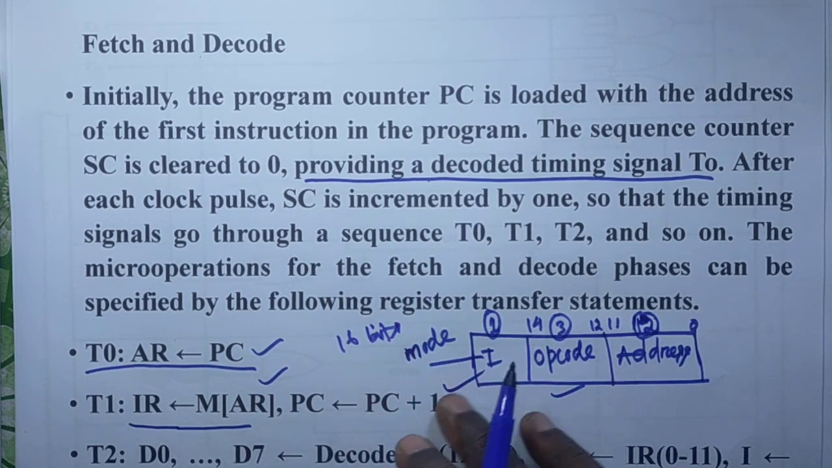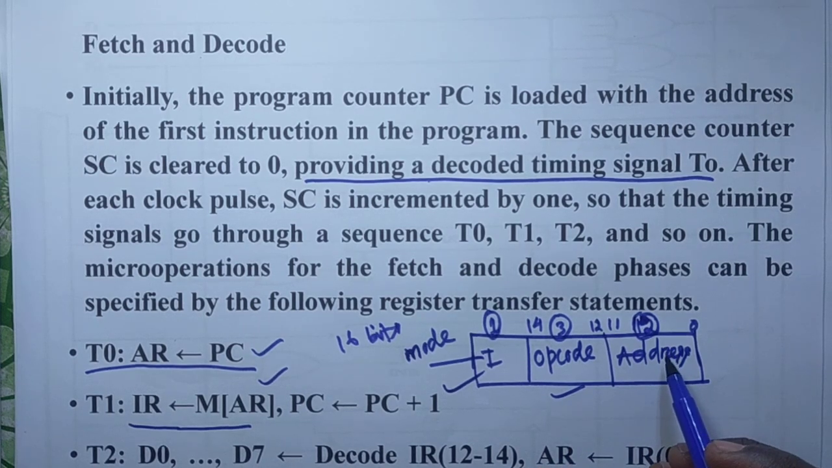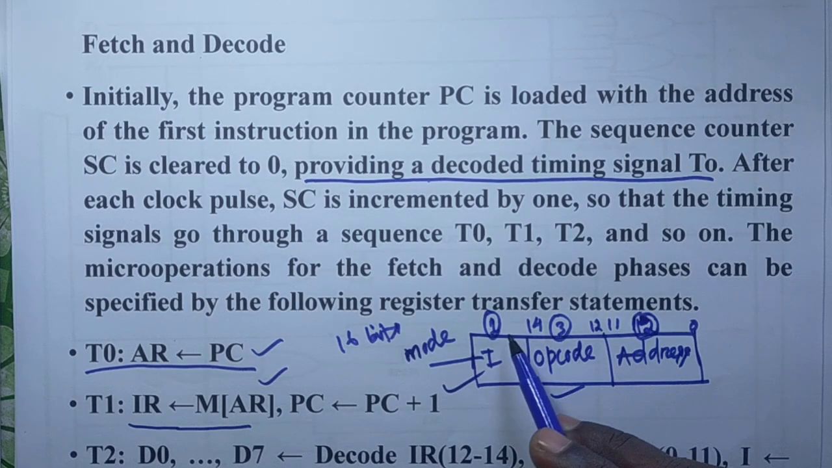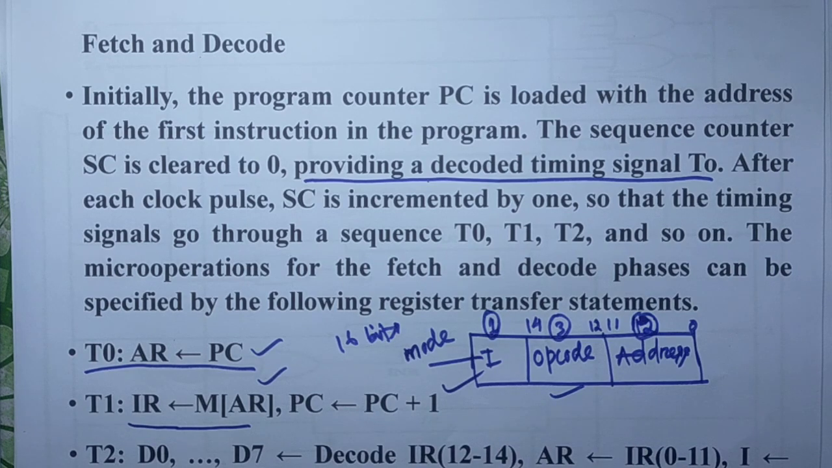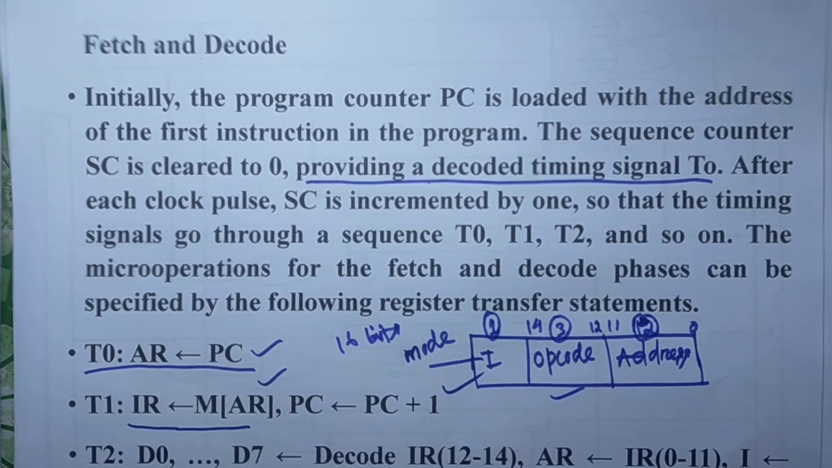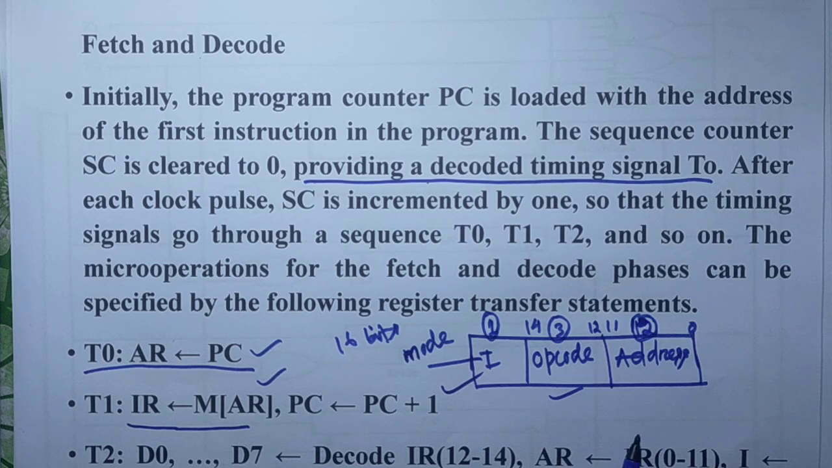The 16 bits are divided in this way: 12 bits for address, 3 bits for opcode, and 1 bit for mode, either direct or indirect. If I is equal to 0, that is direct. If I is equal to 1, that is indirect.